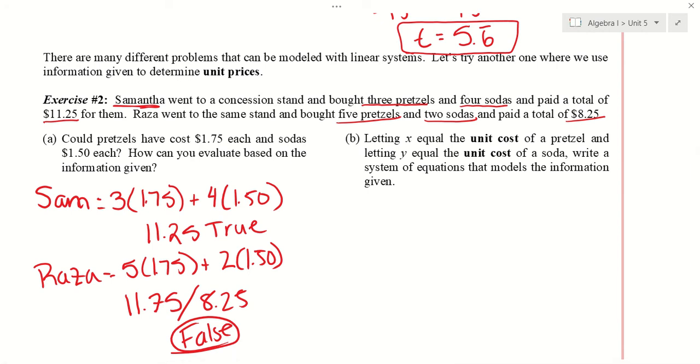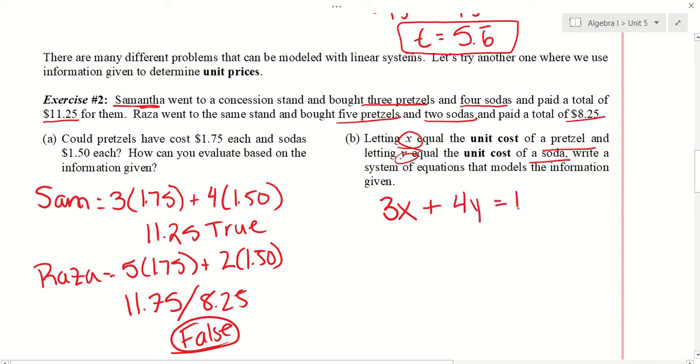So we're going to now create our own equations to solve for the cost of a pretzel and the cost of a soda. They say X is going to be pretzel and Y is going to be soda. So let's read the sentence again. Sam went to a concession stand and bought 3 pretzels. 3 pretzels. And she bought 4 sodas and spent $11.25. So literally you pull all this information right out of the word problem in order. Go ahead and do Raza now.